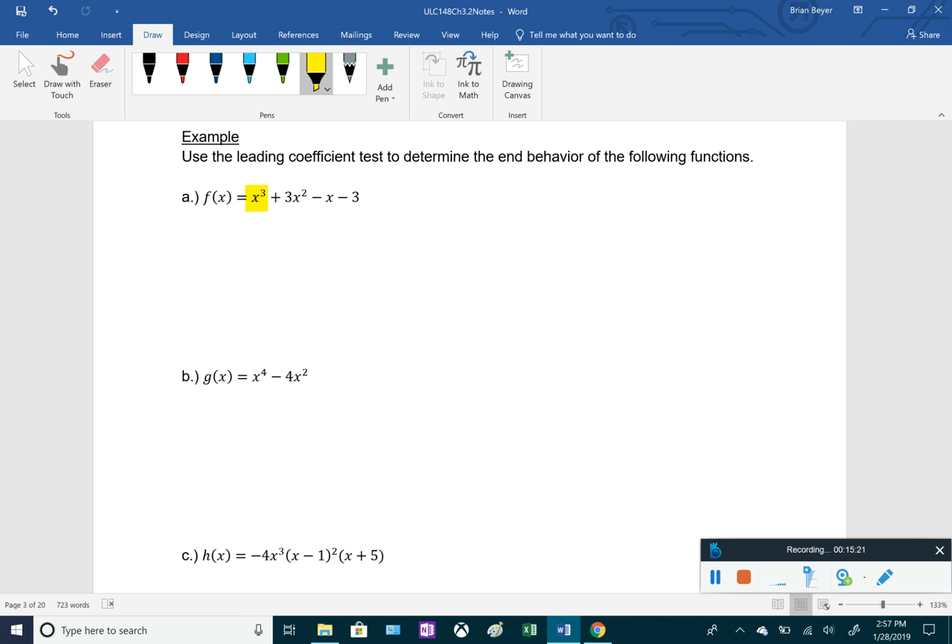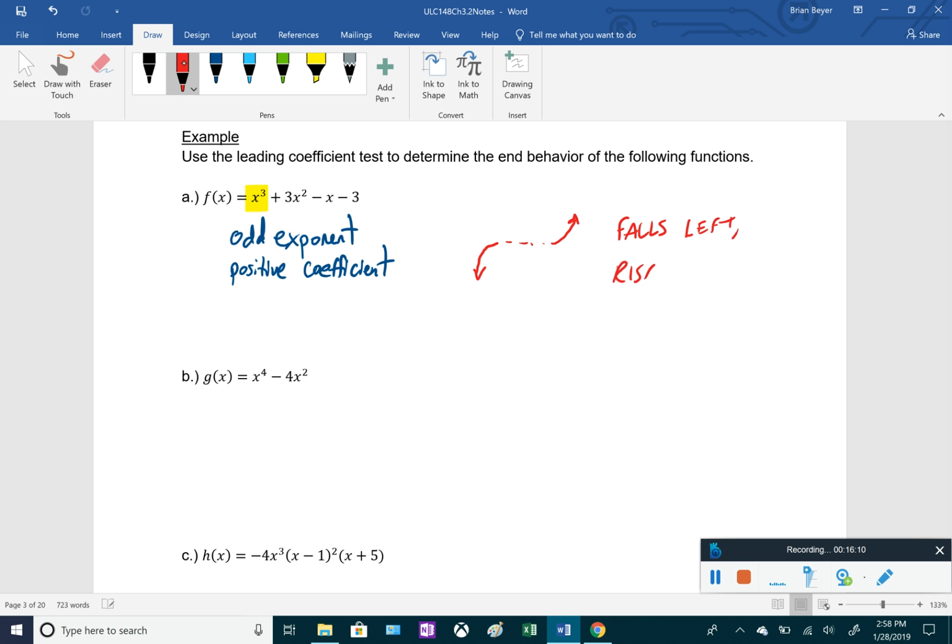So the leading term here is x cubed. So we have an odd exponent, and we have a positive coefficient because there's a coefficient of 1 out front. So what this means is that if you just wanted to memorize what happens based on those previous four scenarios, this is going to fall to the left and rise to the right. So falls left and rises to the right.